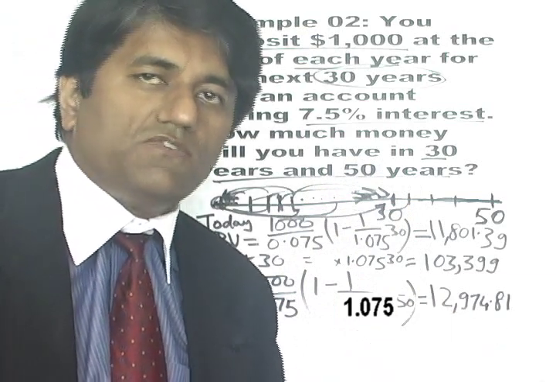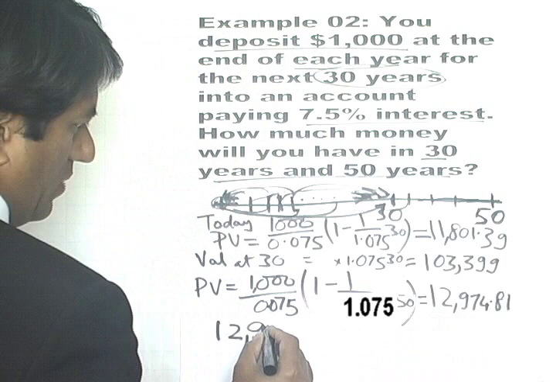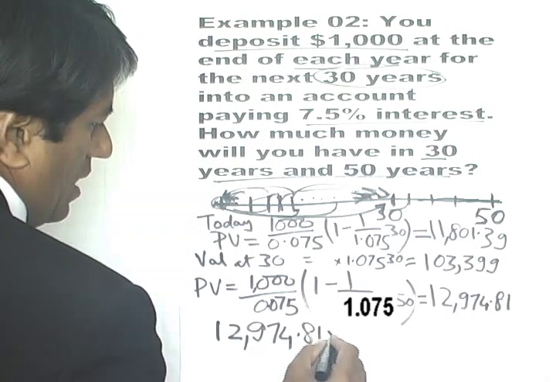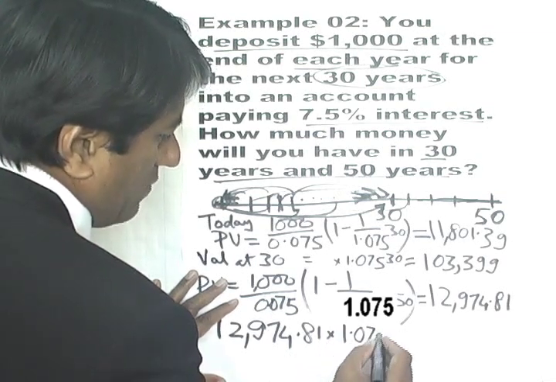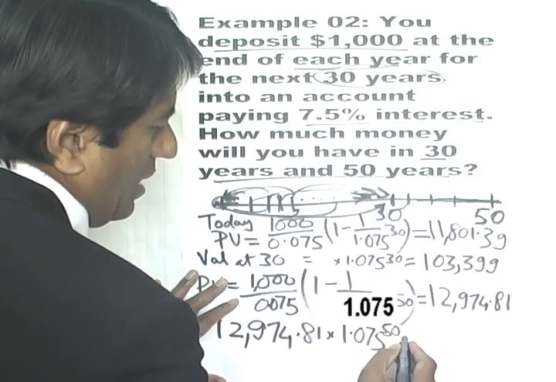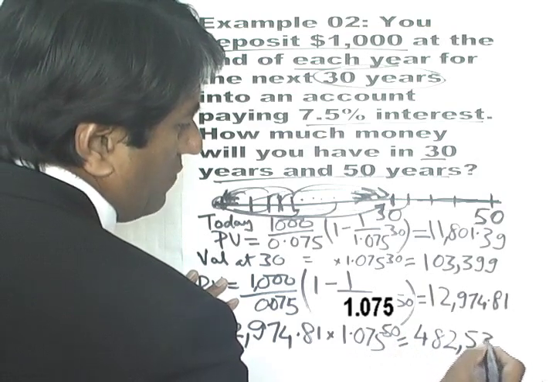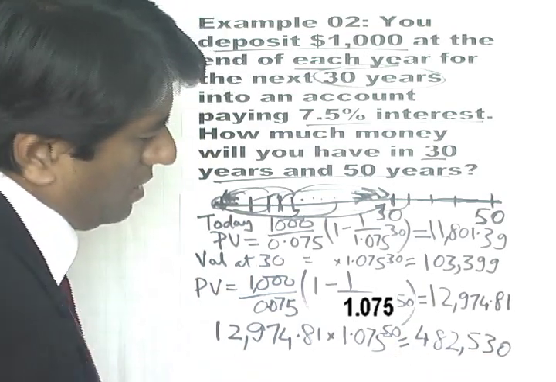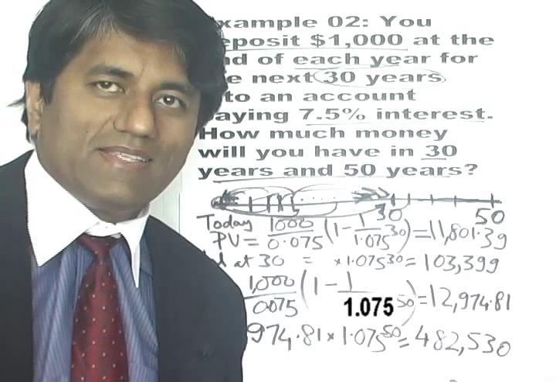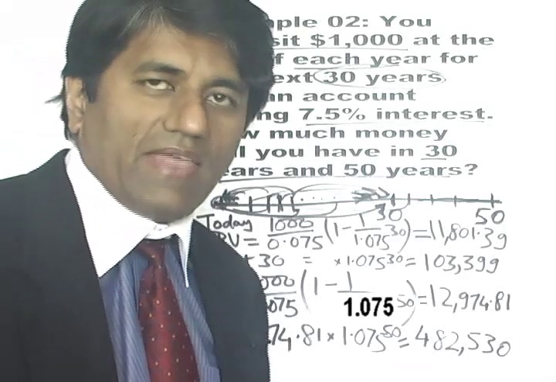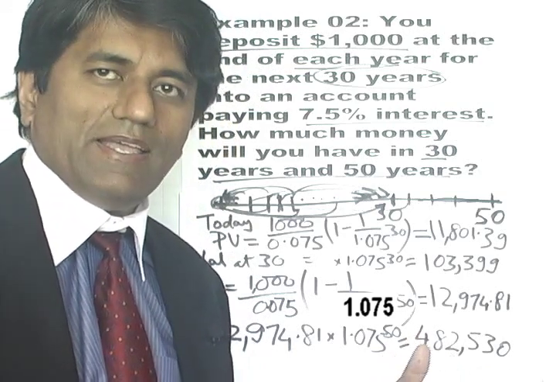And to find the value of this 50 years from now, you're going to take this amount, 12,974.81, and multiply it by 1.075 to the power 50, which will give you 482,530. So that's what you're going to have at the end of 50 years. Now that is a considerably larger amount than $50,000, and maybe this will inspire you to start saving.